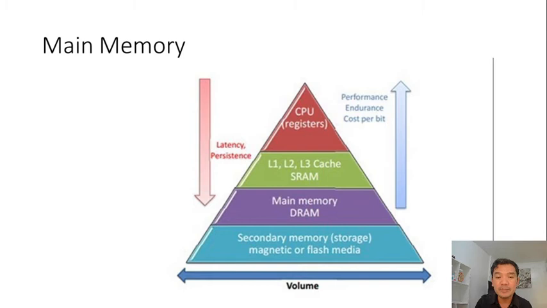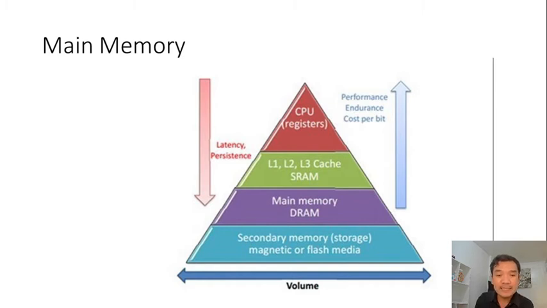Then we have the main memory, which is DRAM. This is what we call the actual RAM in your computer, or when you buy a computer, this is what we call the RAM, the DRAM. And the last one is the secondary memory storage, magnetic or flash drive. This is your hard disk, and also your flash drive, of course.